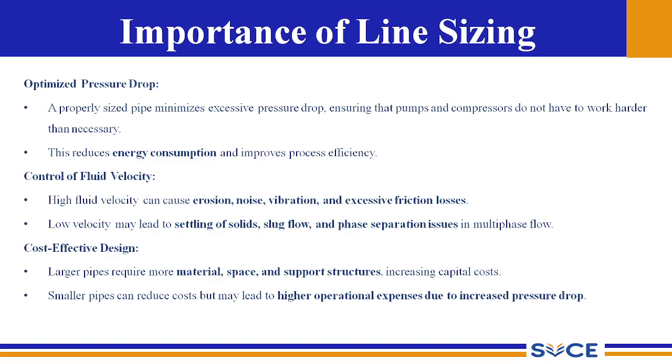Next is the importance of line sizing. The first point is an optimized pressure drop. So if you have a properly sized pipe that minimizes the excessive pressure drop, we can ensure that the pumping cost and the compressors do not have to work harder than necessary, because if you have a properly sized pipe with proper velocity and flow rate calculations, we do not have to worry about the increased cost of the pumping.